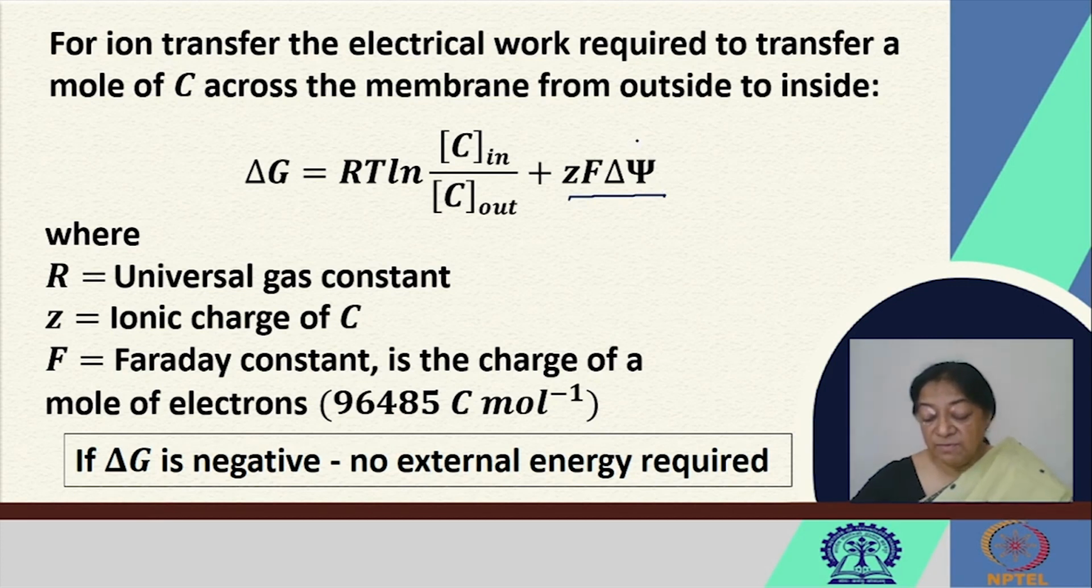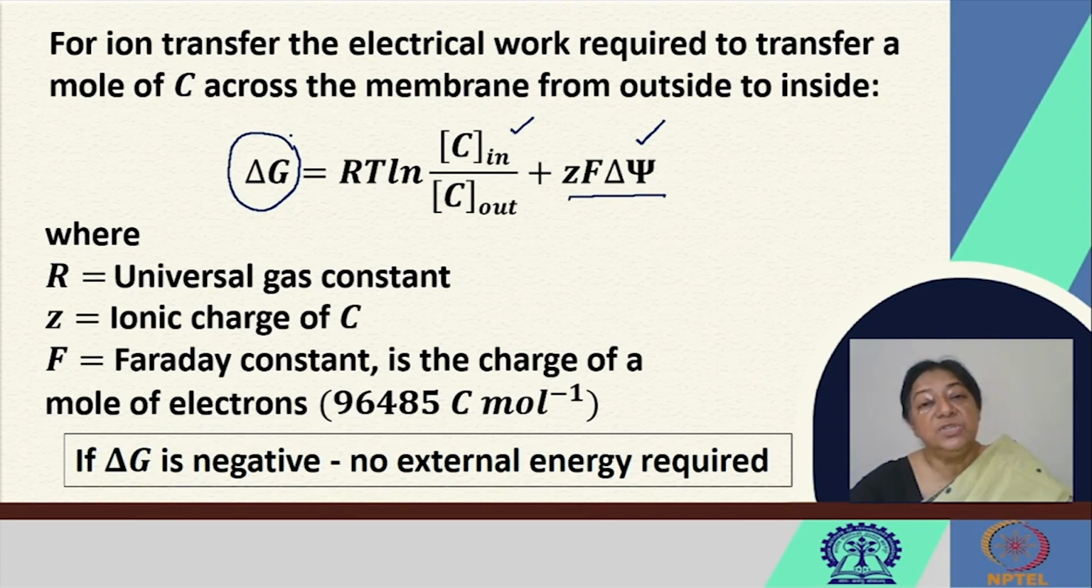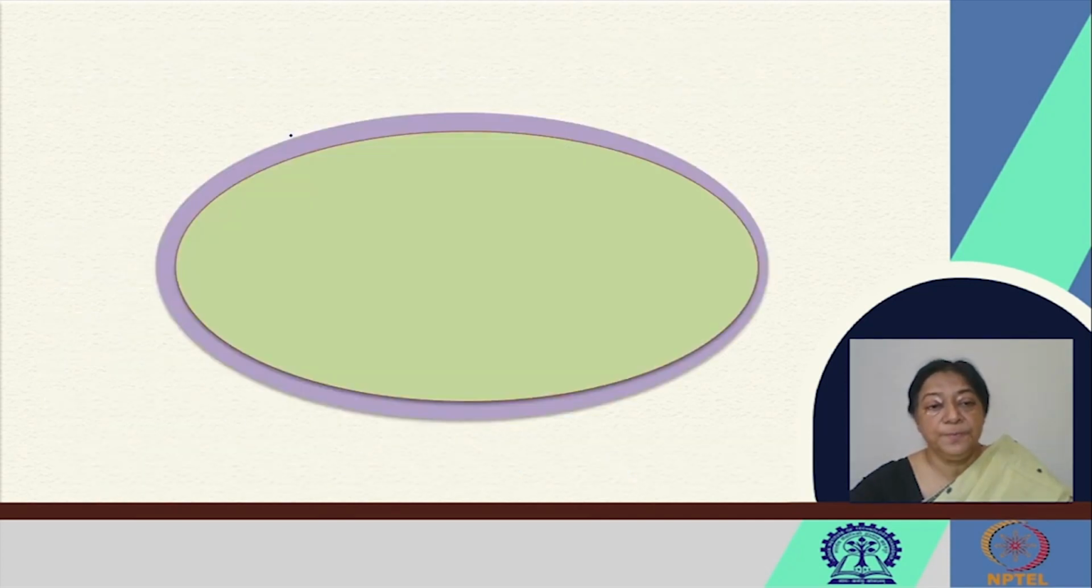So we have delta psi associated with the electrochemical potential. We have a change in concentration of the inside and the outside of the cell. And we realize that if this delta G happens to be negative, then there is no external energy required for this specific transfer to occur.